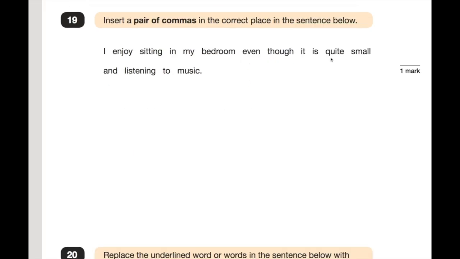Number 19 says insert a pair of commas in the correct place in the sentence below. Now if we look at this sentence, it actually has something called a relative clause in it. I enjoy sitting in my bedroom even though it's quite small. The bit that's a relative clause is even though it's quite small, because we're talking about the bedroom. The clause is relative to the bedroom. So the commas go after bedroom, just before the relative clause, even though it is quite small, and at the end of the relative clause. So this is a relative clause, so it needs to be encapsulated by the commas.